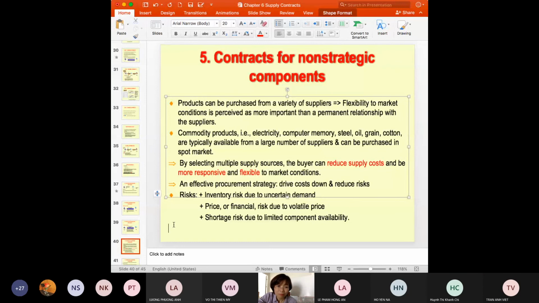But we also take risks here: the inventory risk due to uncertain demand, the financial risk due to volatile price, and the shortage risk due to limited component availabilities.